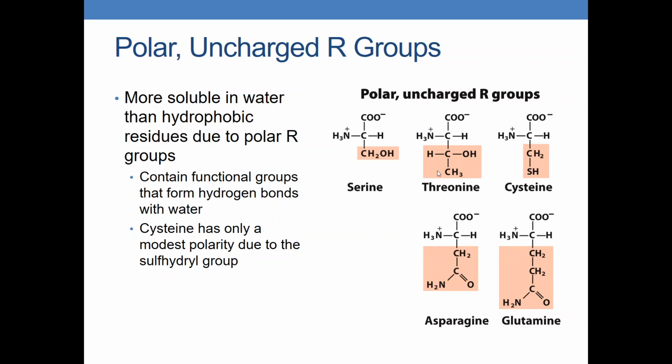In the case of serine, you have a primary alcohol, and then in the case of threonine, a secondary alcohol. Whether you are looking at a primary or secondary alcohol, either of these can form hydrogen bonds with water. In the case of asparagine and glutamine, you have an amide functional group, and in both cases you can also form hydrogen bonds with water. The only difference between asparagine and glutamine is that glutamine has an additional methylene group that makes the side chain a little bit longer.